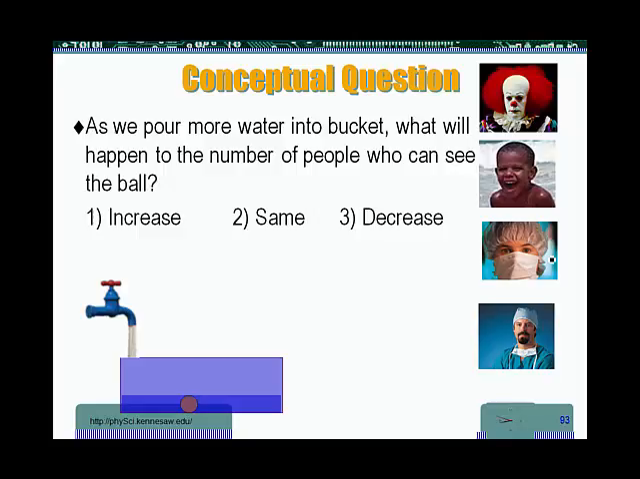Okay, now what does the question say? We have a coin at the bottom of a container, and we start adding water. And the question is, as we pour more water into the bucket, what will happen to the number of people who can see the ball? Or the coin, or whatever it is. Is it going to increase, be the same, or decrease? Okay, we can go back to the same simulation that we had.